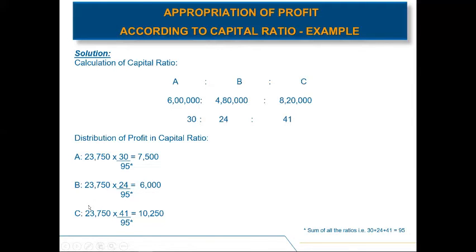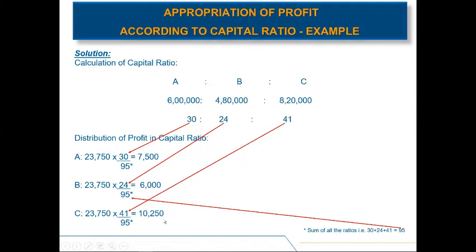For C, it would be 23,750 multiplied by 41 divided by 95. And the share in profit for C would be 10,250. So this is 30, this is 24, and this is where 41 has come from. The 95 is the sum total of all these three ratios. So I hope appropriation of profit according to capital ratio is clear to you.